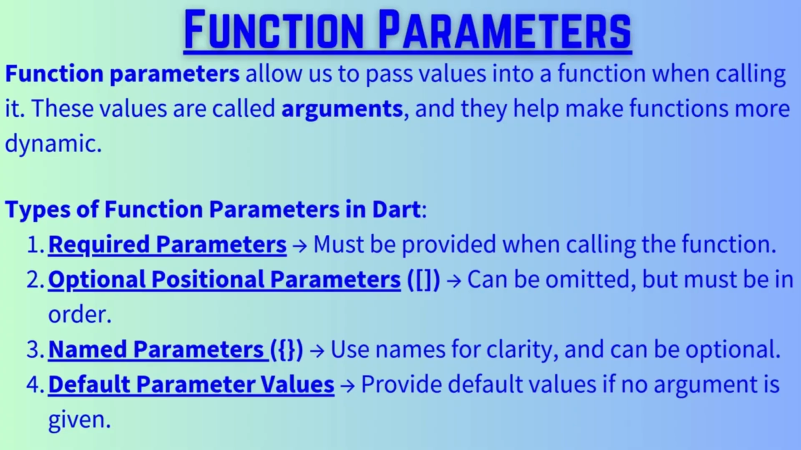Finally, we have default parameter values. Sometimes, we may want to provide a default value so that even if we don't pass an argument, the function still works properly. This helps prevent errors and ensures the function always has something to work with. By using different types of parameters, we can customize functions to handle a variety of situations, making our code more efficient and flexible.